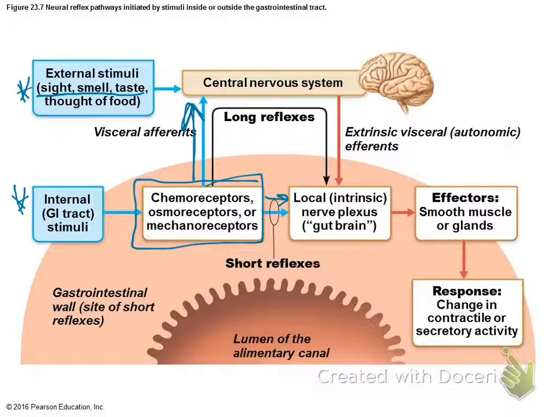If we look at what the central nervous system does, notice we're seeing the effectors that we just talked about. We're going to see smooth muscle contraction changing as well as glandular secretion changing.